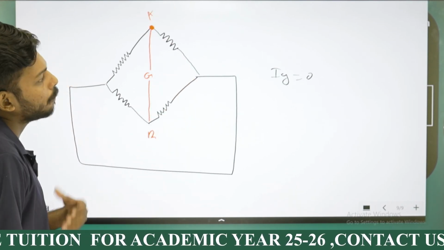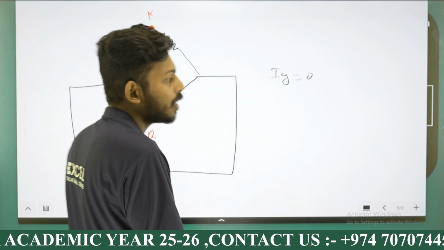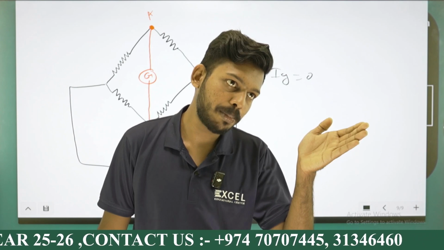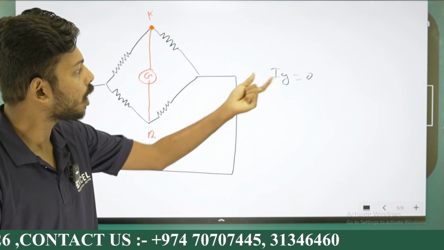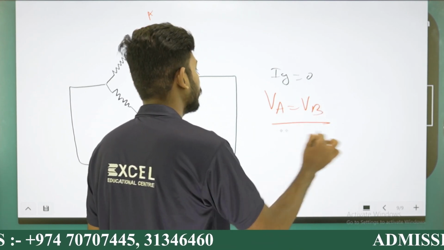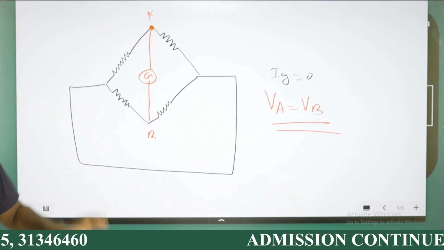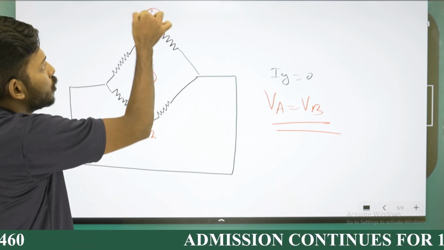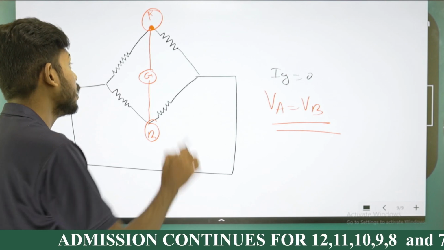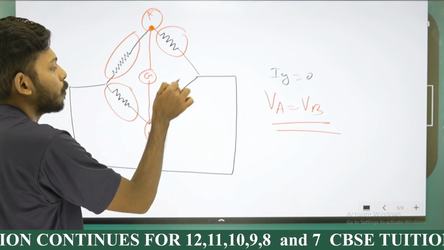The meaning is that Ig is equal to 0, which means the galvanometer current should be 0. When will current flow? Current flows from higher potential to lower potential. If there is no current, it means that the potential at A and the potential at B are exactly the same. It is the only case in which current flow will be 0. So we have to make sure that the potential of A and the potential of B are exactly the same.